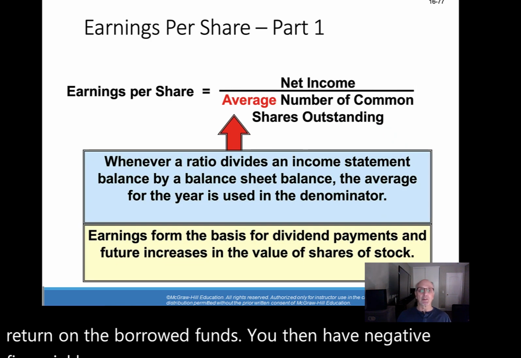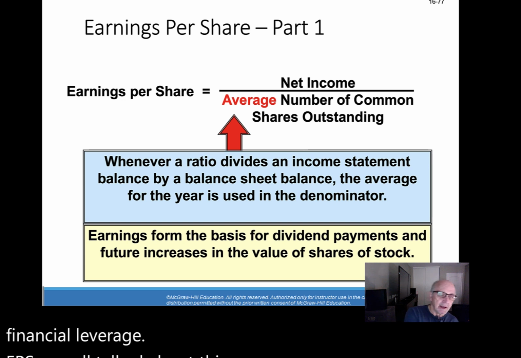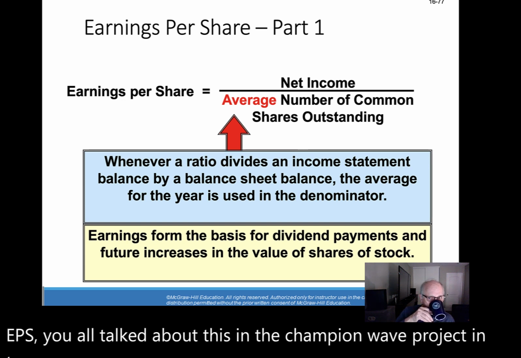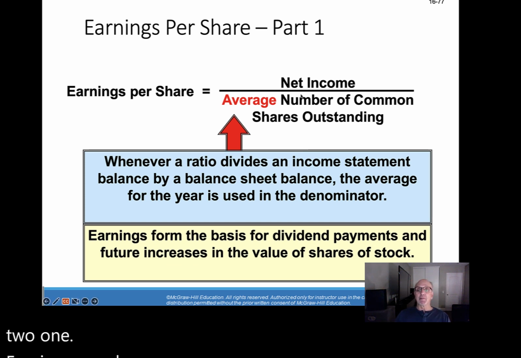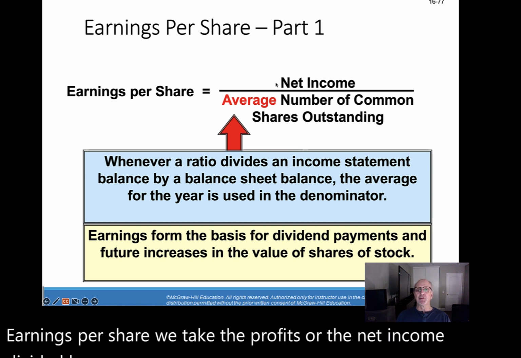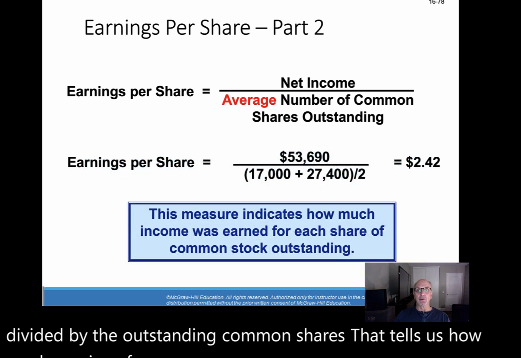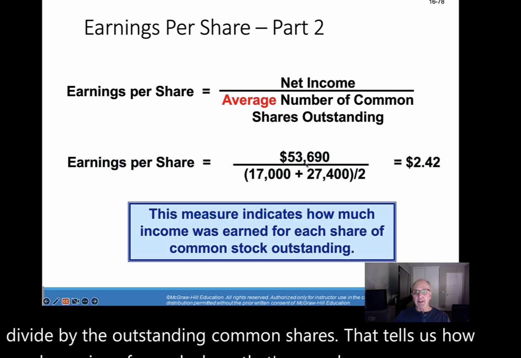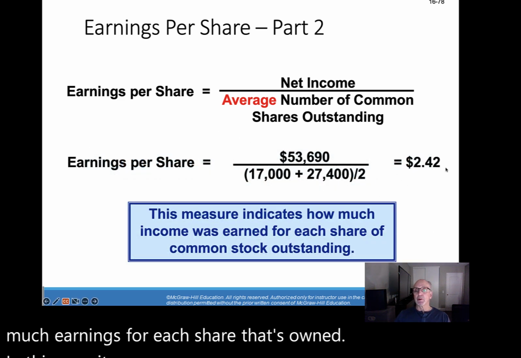EPS, you all talked about this in the Champion Wave project in 201. Earnings per share, we take the profits or the net income, divide by the outstanding common shares. That tells us how much earnings for each share that's owned. In this case, it was $2.42.